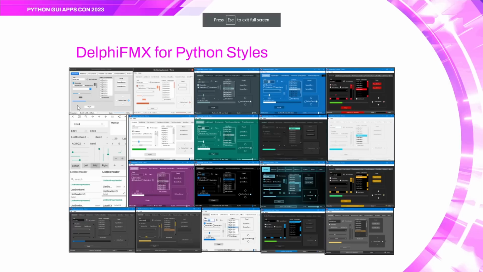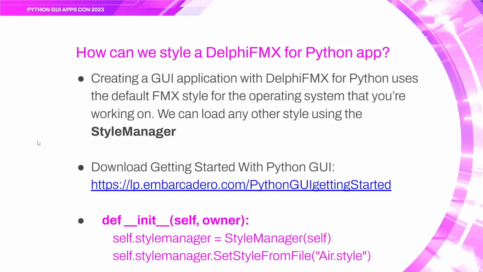And so here are some of the styles for Delphi FMX for Python. You can see that I think this one is the air style in the bottom left corner here, and then a bunch of other different ones that there are. So how can we add a style to a Delphi FMX for Python application?